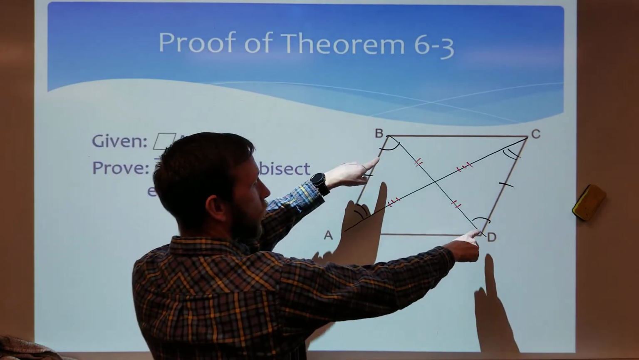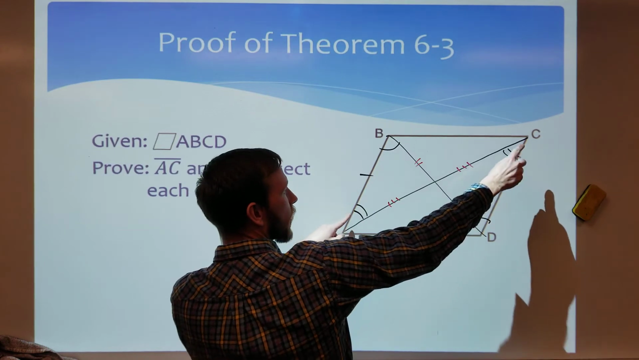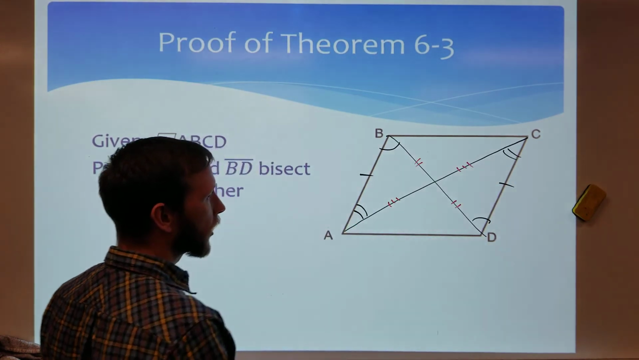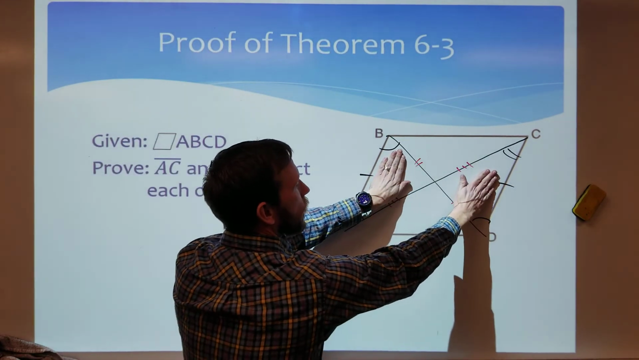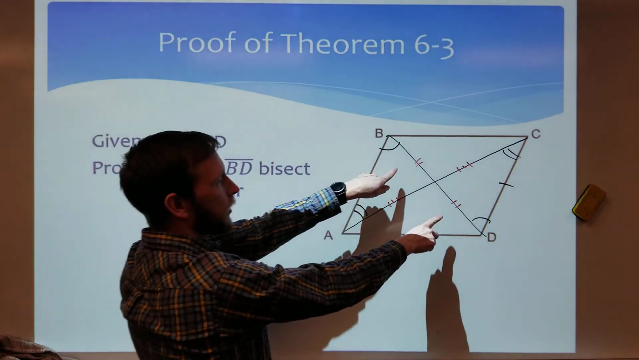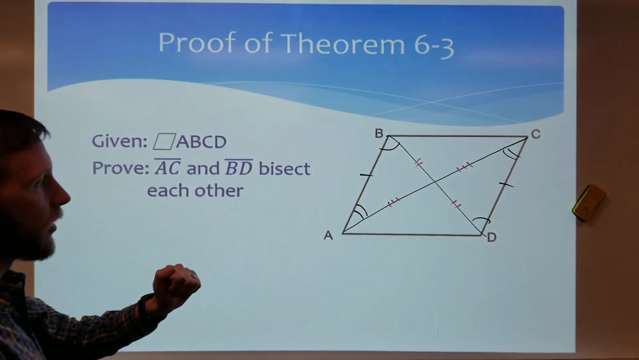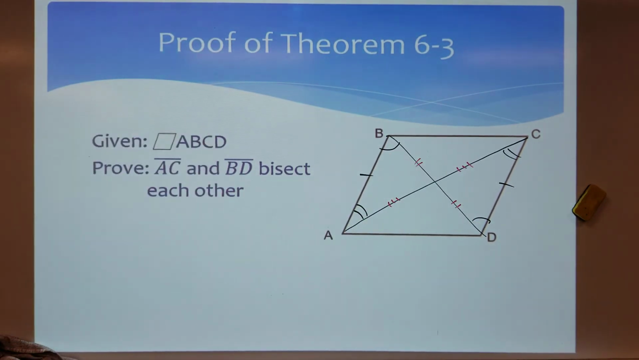Say that these angles are congruent by the alternate interior angles theorem. These sides are congruent by theorem 6.1. These angles are congruent by the alternate interior angles theorem. These two triangles are congruent by angle, side, angle. And then therefore their parts are congruent by the definition of congruent triangles. And therefore AC and BD, the diagonals, bisect each other by the definition of bisect.